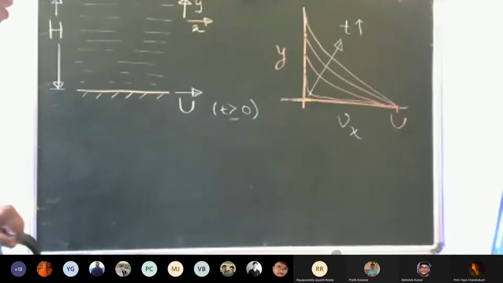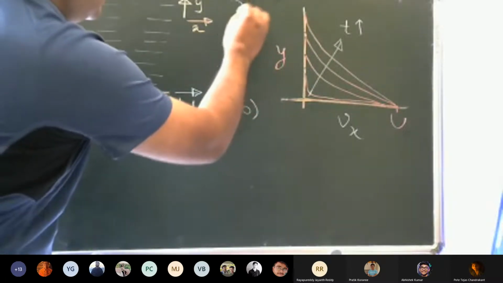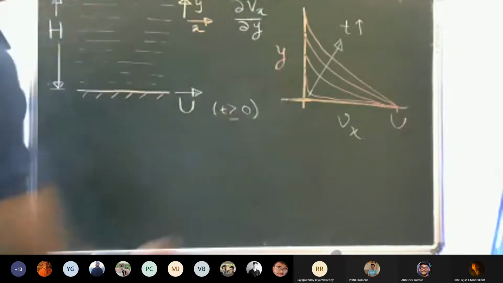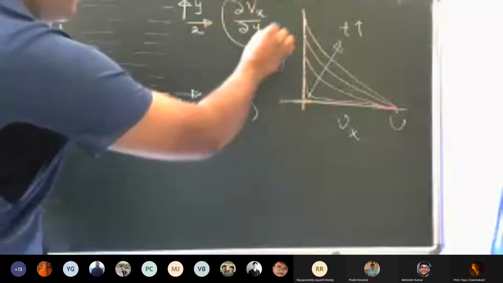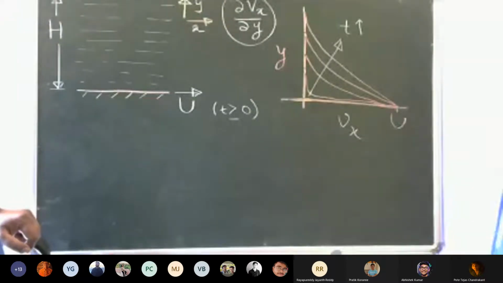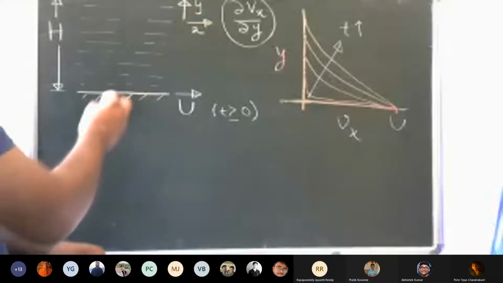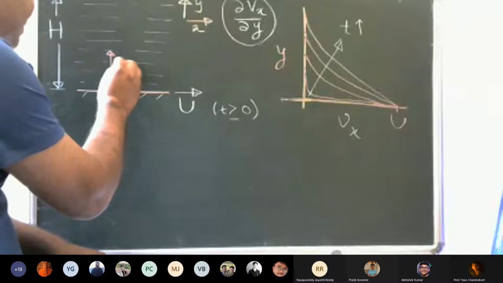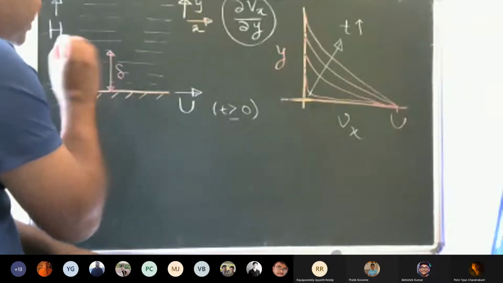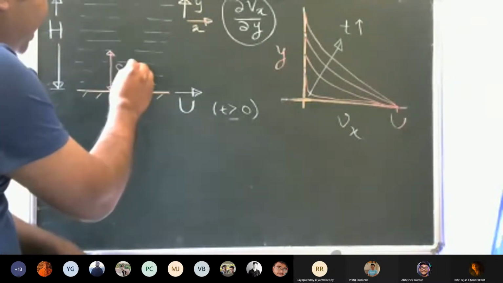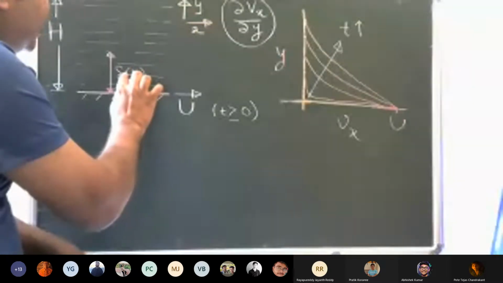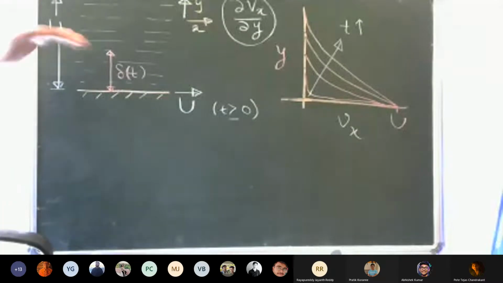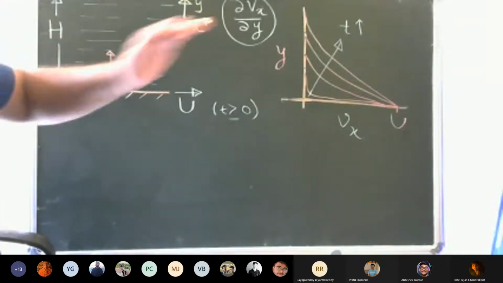That is point number one. The only velocity gradient which survives in this 2D problem is dou vx by dou y. We also said that there exists a length scale delta, which is time dependent. This is the length scale up to which the fluid layer will get disturbed and will start moving.